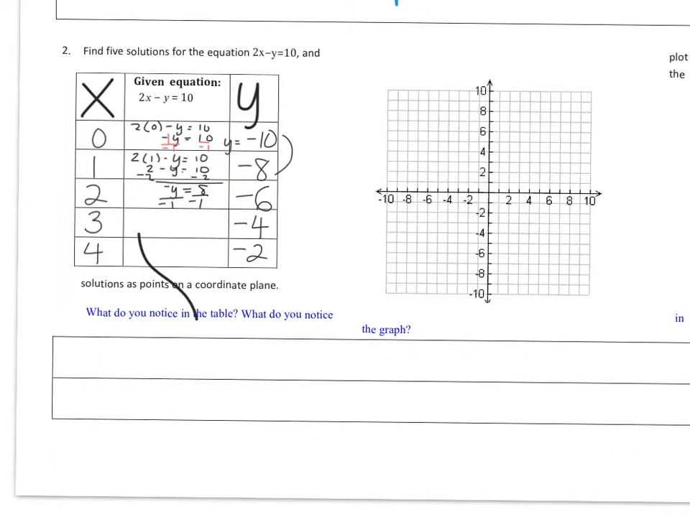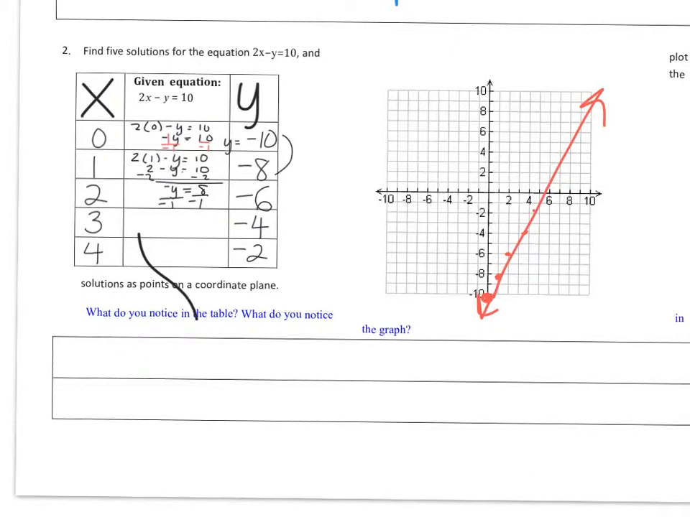(0, negative 10). (1, negative 8). (2, negative 6). (3, negative 4). And (4, negative 2). Do the best you can to draw a line.